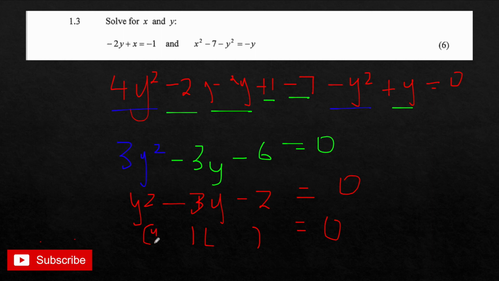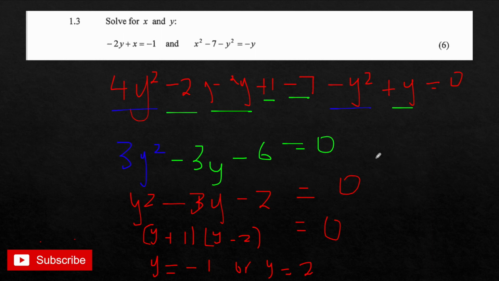It will be y and y, 2 and 1, minus and plus. So your factors will be y is equal to negative 1 or y is equal to 2. Now I have minus 1 and I have 2 for my y values. So to find x, I can just put the values of y on the first equation. Okay, so I will just substitute on this value.